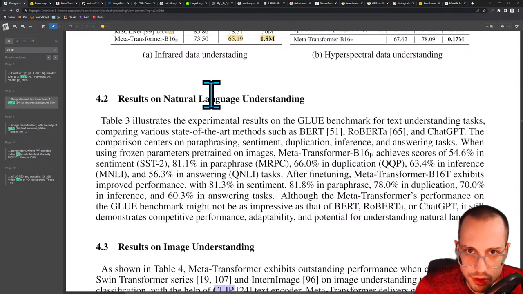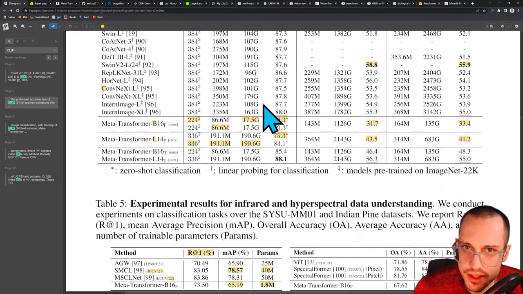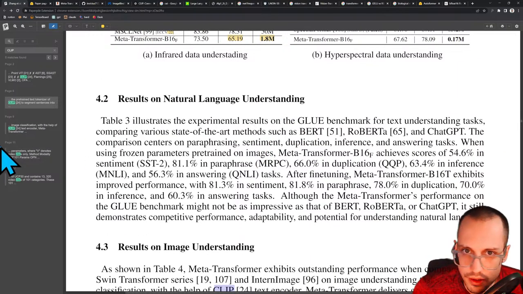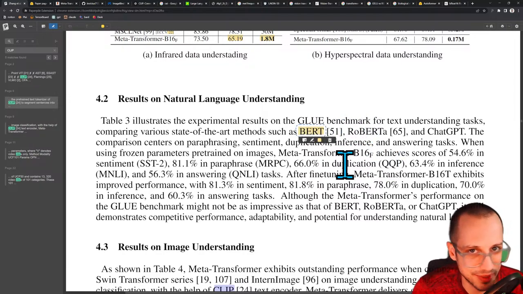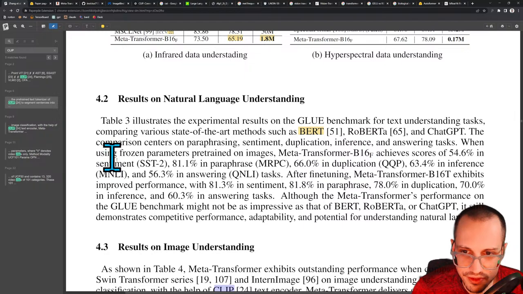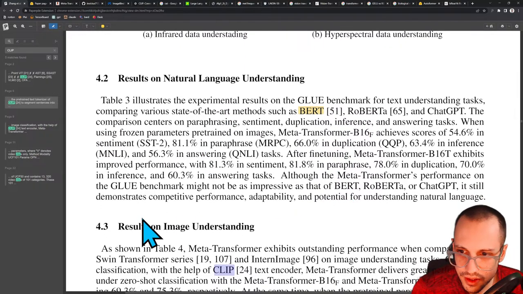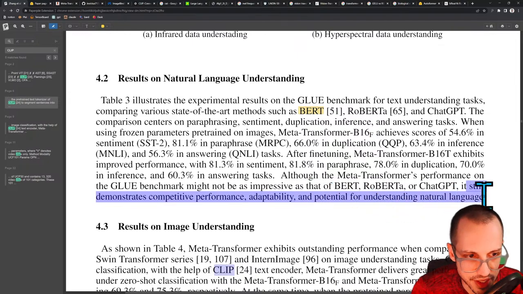What else we got? Natural language understanding. We literally just read that. Comparing various state-of-the-art methods. Is BERT state-of-the-art? I don't feel like BERT is state-of-the-art. BERT is pretty crap at this point. Paraphrasing, sentiment, duplication, inference, answering. Achieves a score of 54. It still demonstrates competitive performance, adaptability, and potential for understanding natural language.